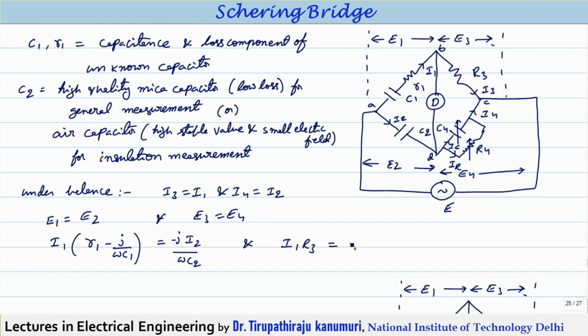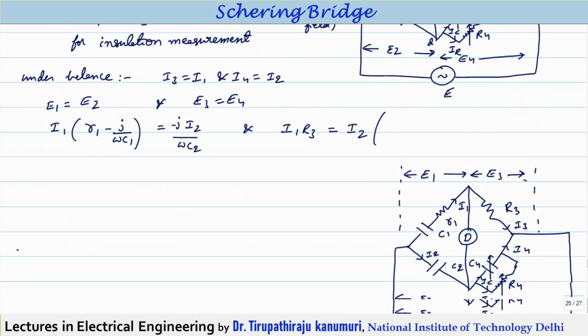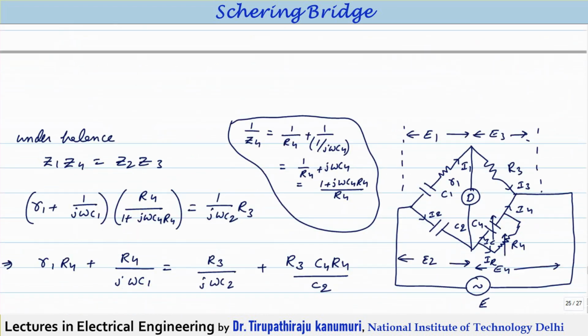This will be equal to I2 multiplied by Z4. What are the components there? R4 is in parallel with C4. How to calculate that, I have derived here. Let us see that. We can write 1 by Z4, because for a parallel combination 1 by Z is the sum of the reciprocals of the impedances. So 1 by Z4 is 1 by R4 plus 1 by the impedance of C4, which is 1 by j omega C4. So 1 by 1 by j omega C4 becomes j omega C4 in the numerator, and 1 by R4 is there. If you simplify it, you will get 1 plus j omega C4 R4, divided by R4, that is 1 by Z4.